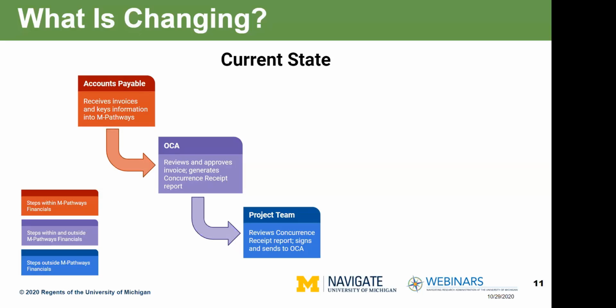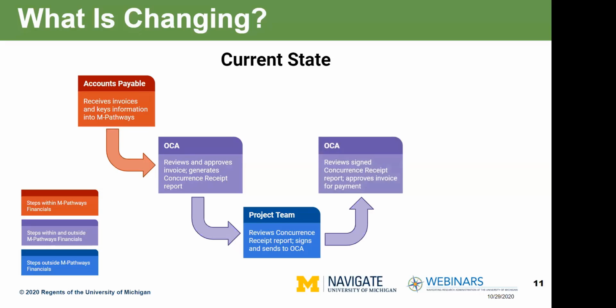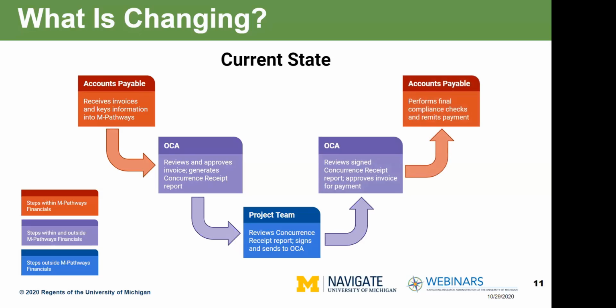The project team will review that concurrence receipt, sign it, and send it back to the Office of Contract Administration. OCA then reviews that concurrence receipt, approves the invoice for payment in the mPathways system, and then that invoice is routed to accounts payable, who performs any final checks that are needed before that payment is remitted. Those final checks could include things like wire payment information or payments to foreign vendors, where there may be additional steps needed before the actual payment goes out.